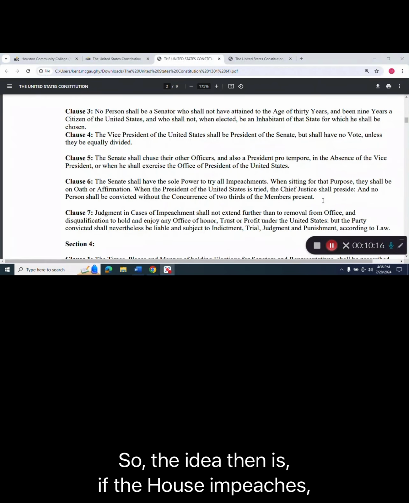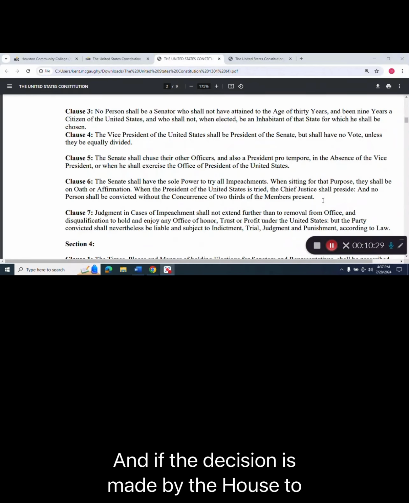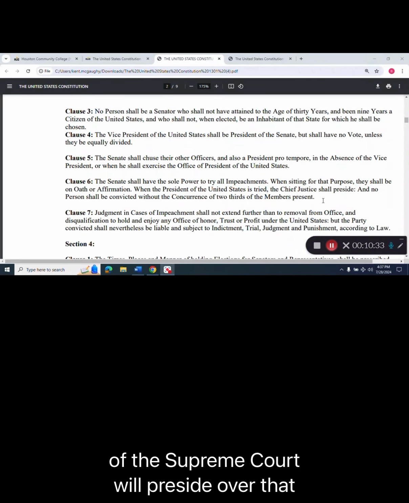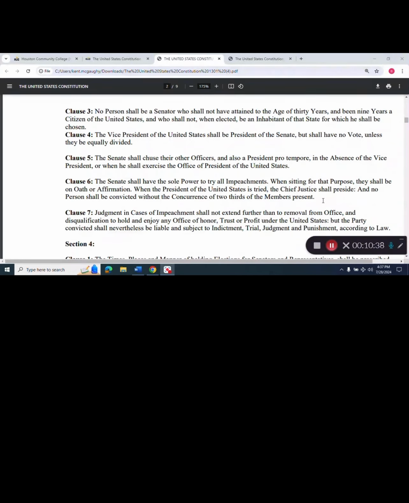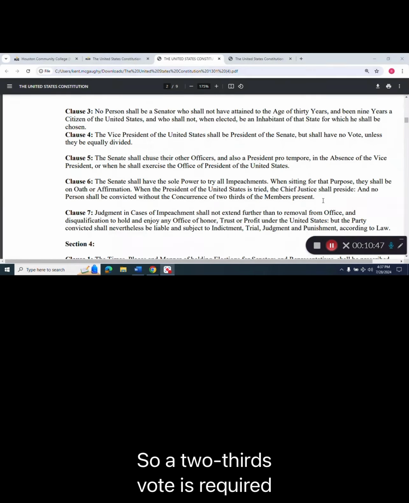So, the idea then is, if the House impeaches, there must be a trial in the Senate. And if the decision is made by the House to impeach the President, the Chief Justice of the Supreme Court will preside over that impeachment, over that trial in the Senate. But then no person shall be convicted without a concurrence of two-thirds of the members present. So a two-thirds vote is required of those present to convict.